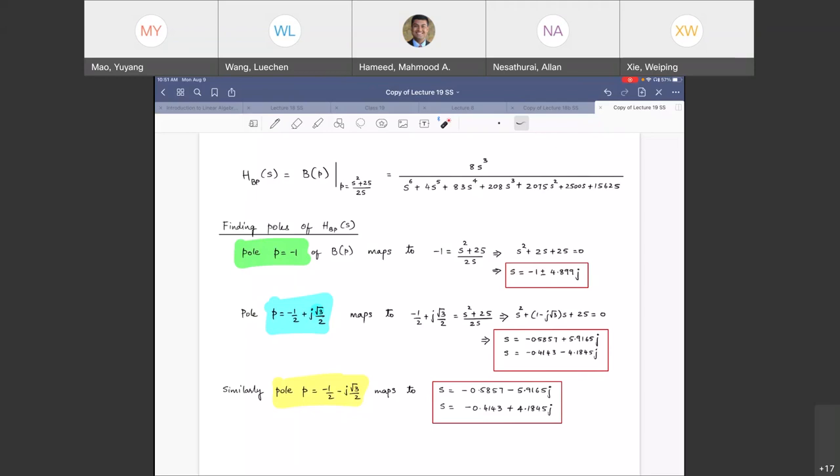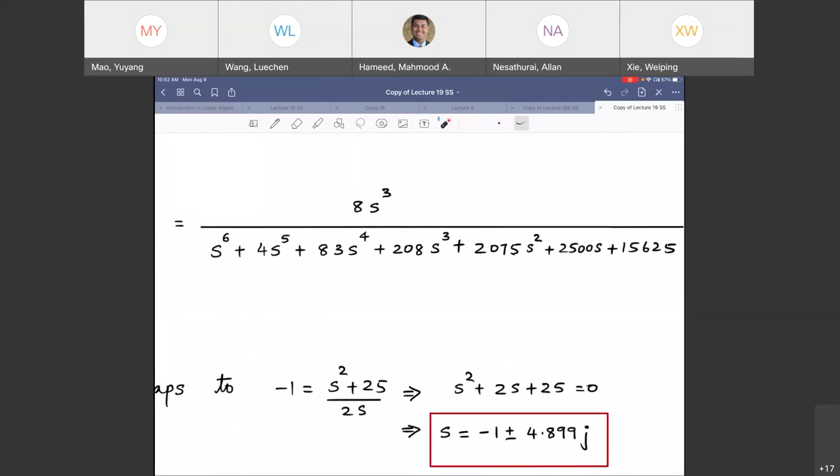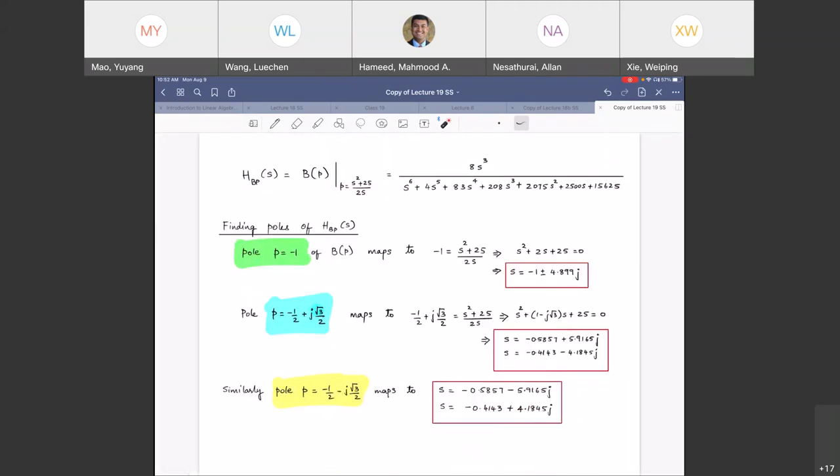There's a simple MATLAB function to do it. What is that? Roots. You give it, in square brackets, all the coefficients. What are the coefficients? 1, 4, 83, 208, and so on. Put it in a vector form, roots of that vector. It'll pop out six roots.